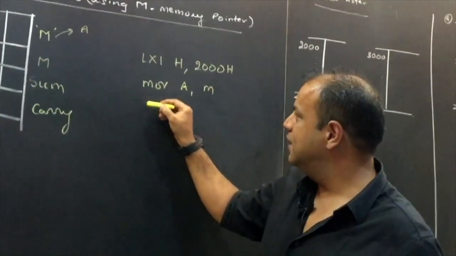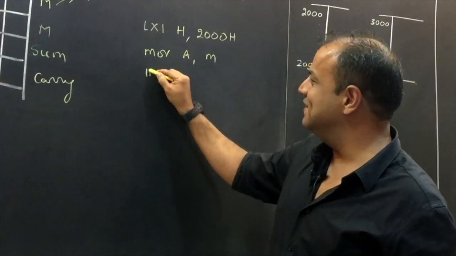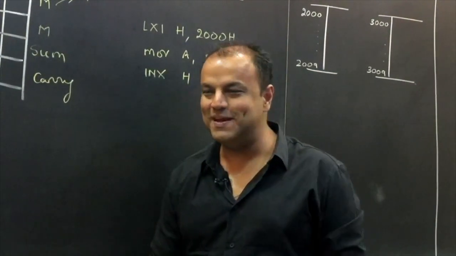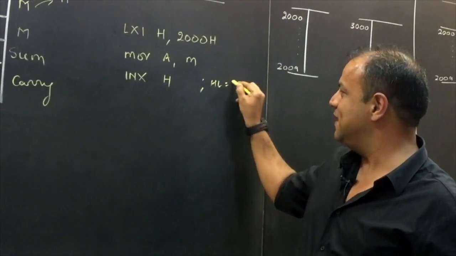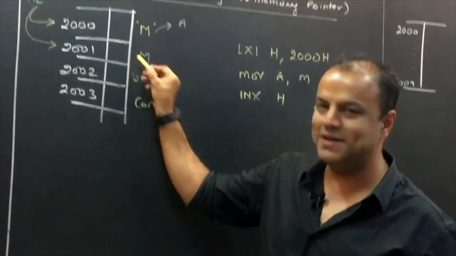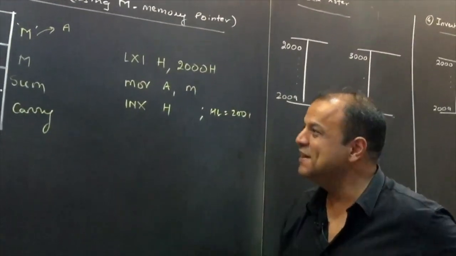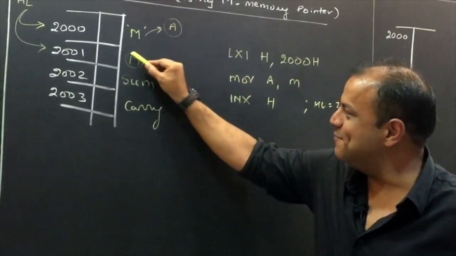How do you make HL pair 2001? Come on, come on. LXI H, 2001. No, my friend. This is so much easier. INX H. You know what is INX? Increment HL pair. When you write INX H, HL pair which was 2000, now HL pair has become 2001. Because HL pair has become 2001, M is now the second location. Please tell me, did you understand this? Now what? The first number is in A, the second number is M.